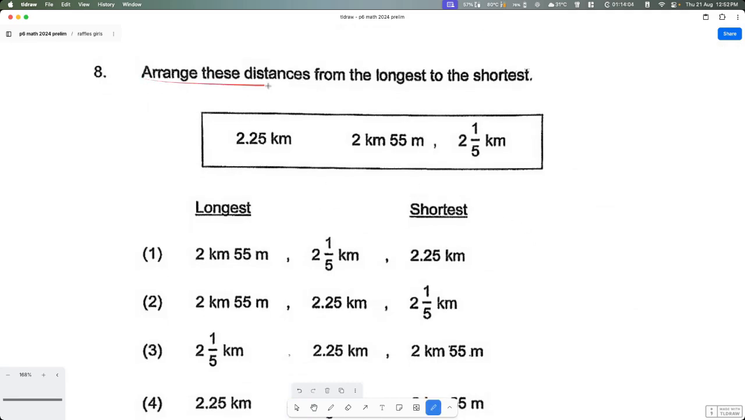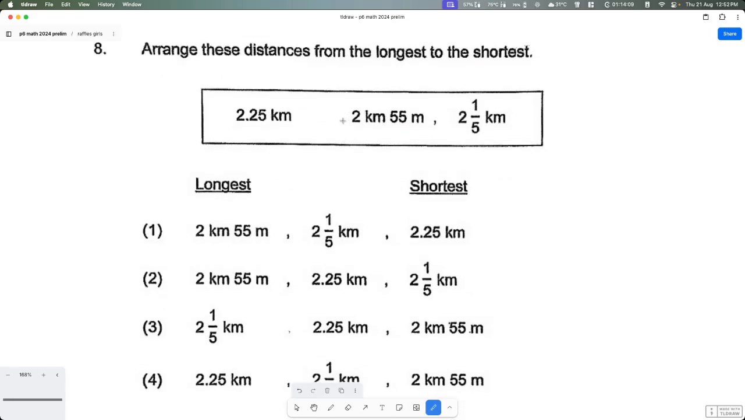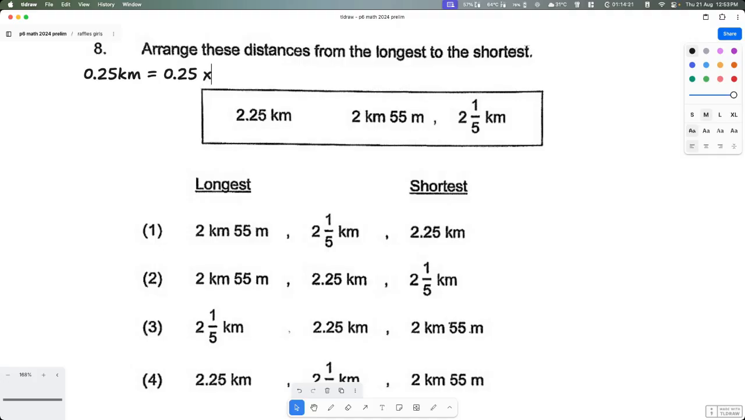It says here, arrange this distance from longest to shortest. So usually what I like to do is put it in meters so that it's easier to compare. In this case, 0.25 kilometers is equal to how many meters? 0.25 times 1000 is equal to 250 meters. So 2.25 is equal to 2 km and 250 meters. Pretty straightforward. Let's move to the next one.